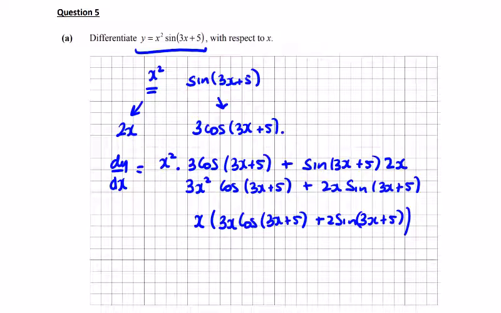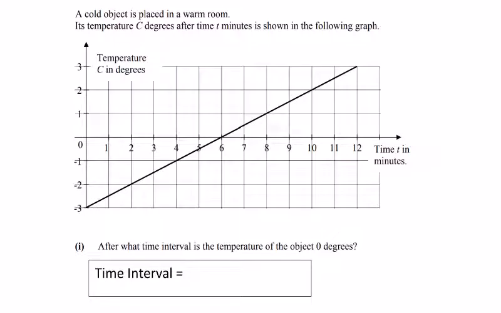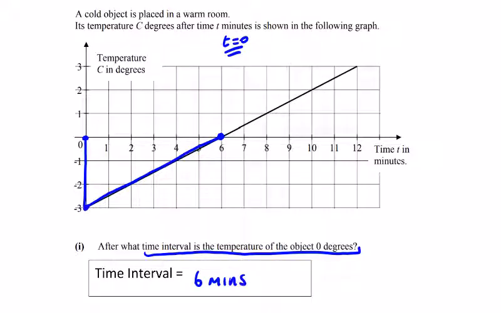Next part of this question. Sometimes they throw in these easy questions that maybe look a bit more complicated than they are. This is a cold object placed in a warm room. So it's placed when t is equal to 0. Whenever it's placed, time is 0. So here's 0 for time. So the temperature has gone from -3 up to 0 after 6 minutes. After what time interval is the temperature of the object 0? We can see here 6 minutes for our time interval.